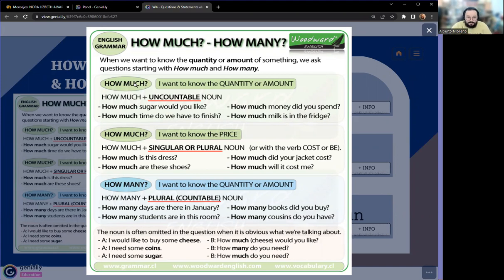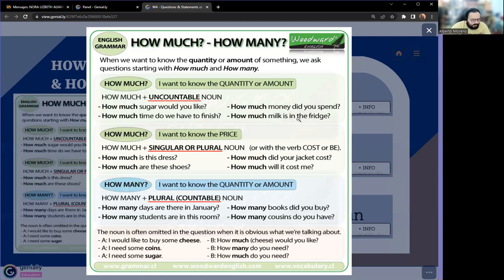Ahora, si queremos preguntar sobre la cantidad de algo, queremos utilizar how much para ese fin. Recuerden lo que mencioné en la clase pasada. How much, la palabra much, siempre va a ir junto con sustantivos no contables. Por ejemplo, how much sugar would you like? How much milk is in the fridge? Sugar es no contable, azúcar, milk no es contable. Entonces, how much la vamos a utilizar con sustantivos no contables para preguntar sobre una cantidad.